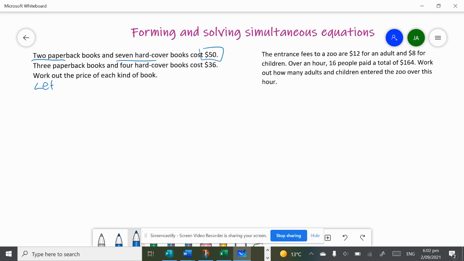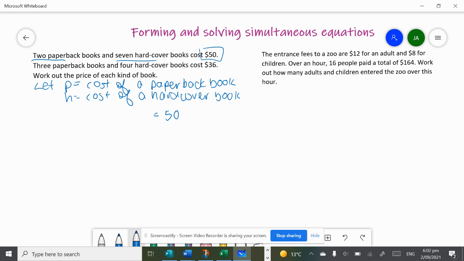So define your variables. Let P equal the cost of a paperback book, and therefore let H equal the cost of a hardcover book. So now we write our equations. So write your total. So we know 2 times the cost of a paperback book plus 7 times the cost of a hardcover book equals $50.